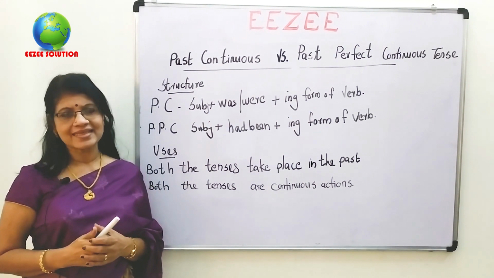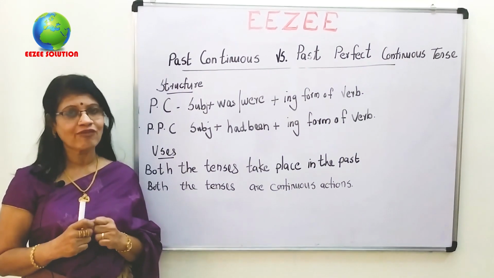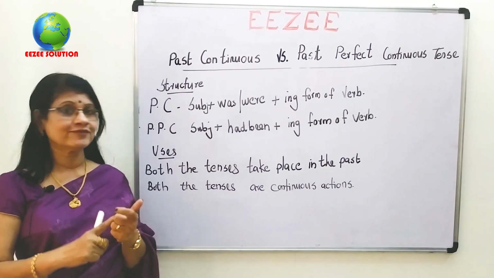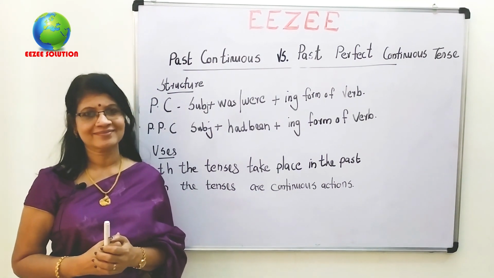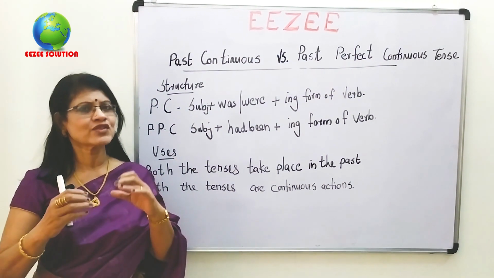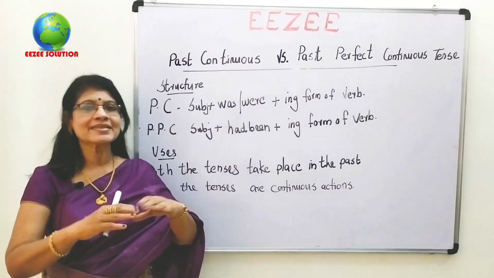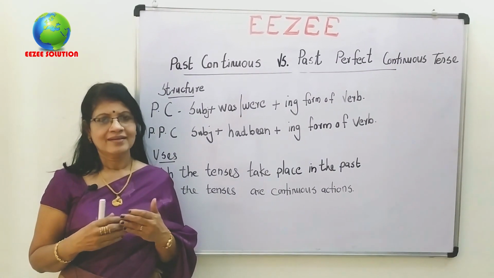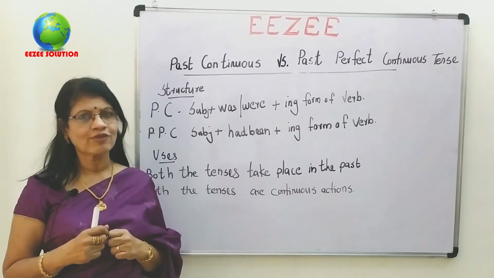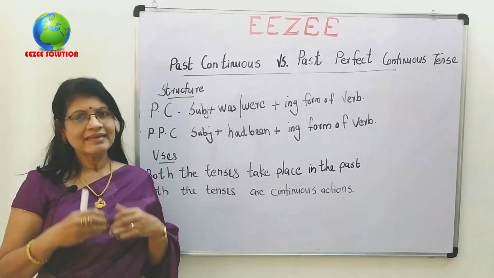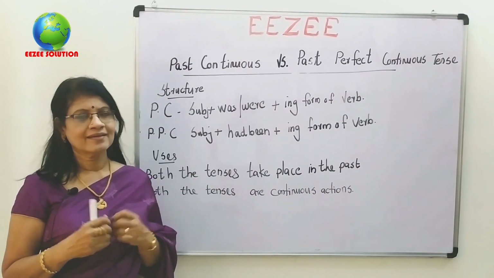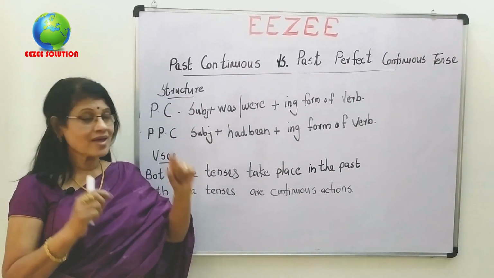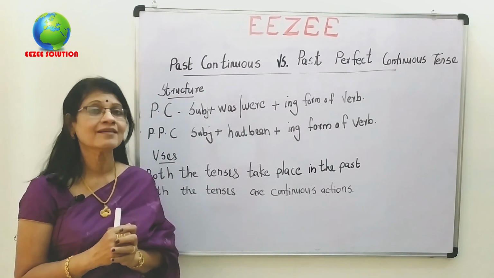We have already discussed all the different types of past tense: past simple, past continuous, past perfect and past perfect continuous tense. Today we are going to have a discussion about past continuous and past perfect continuous tense. When you learn all the different types of tenses, there is a chance of getting confused. That's why today we are going to discuss these two.